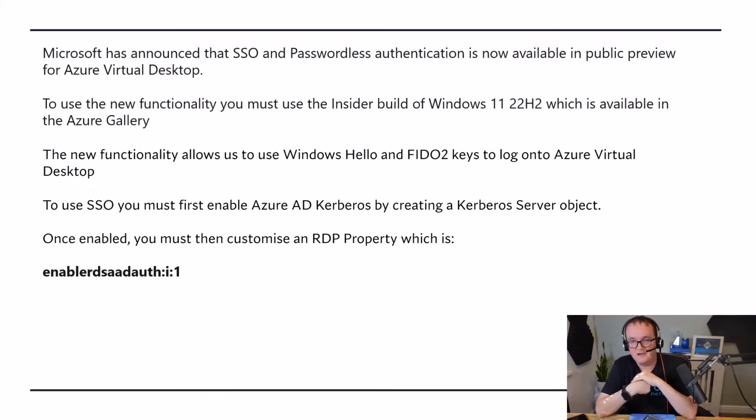You also need to enable a Kerberos server object within your Active Directory environment if you're using hybrid AD join. And then you need to create a customized RDP property as well, which is enablerdsaadauth. You can't say it, but you'll see it there. That's the setting which you need to enable against the host pool which you want to use this for. So dead simple to enable and gives you a really, really cool user experience because people can log on without having to re-enter their password twice, essentially. Much, much better user experience.